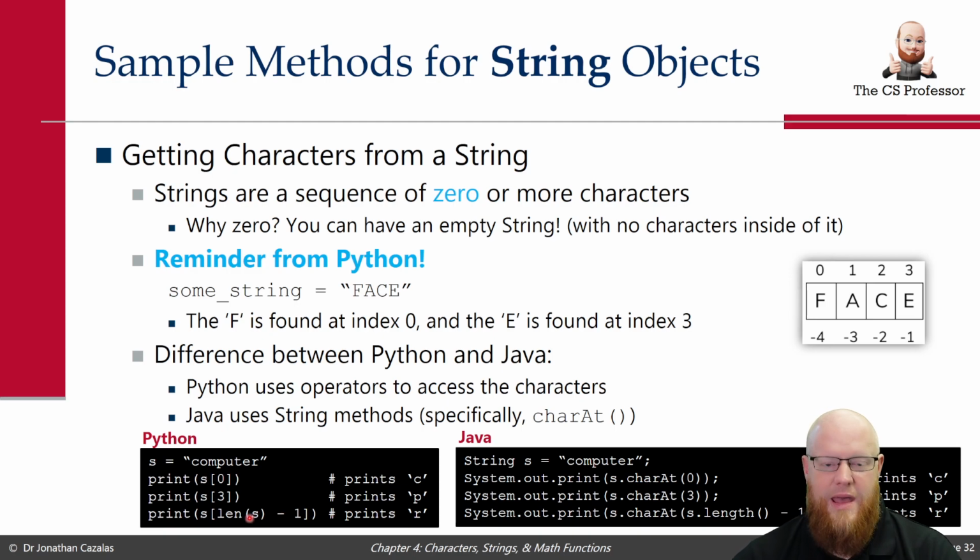We could have just said S bracket and put minus 1 in the bracket because it goes backwards in Python, as you know as well. So there's your Python reminder for getting individual characters from a string. How does it work in Java?